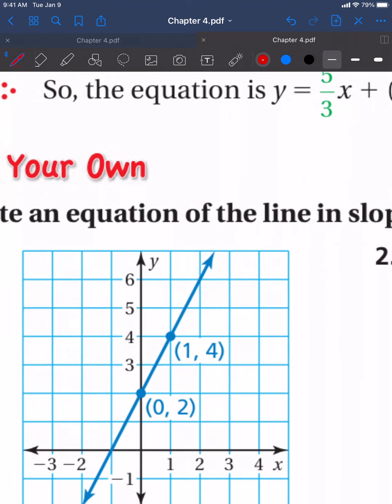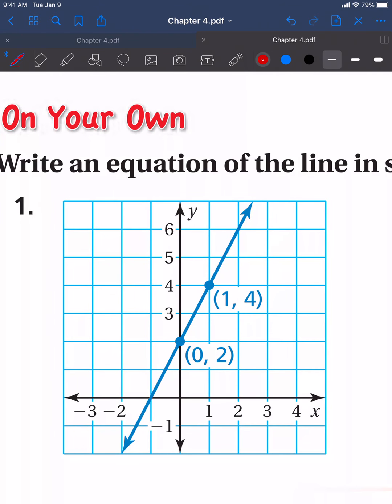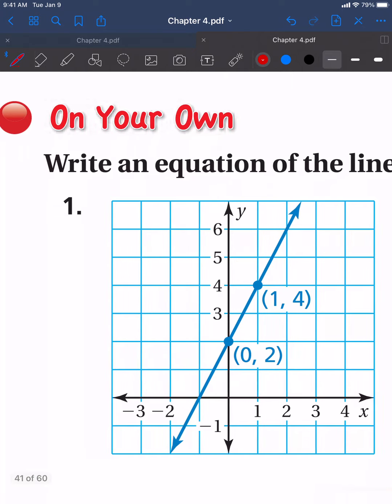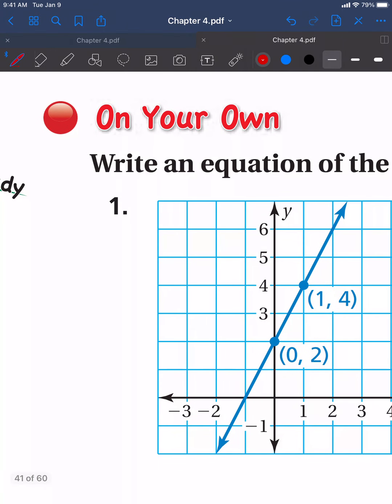Let's do this one. Step number 1 is what, Max? Did you write it down? Okay, write this down. Step number 1. Oh, you found the y-intercept. Yes, what is the y-intercept?